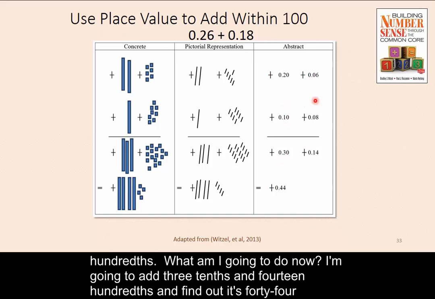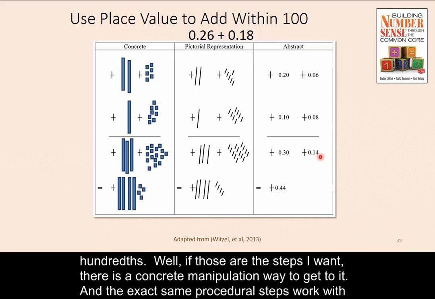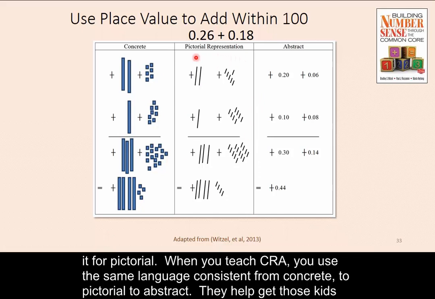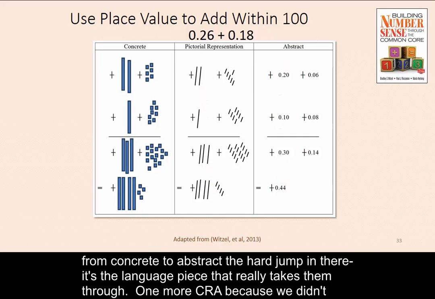What am I going to do now? I'm going to add 3/10 and 14/100 and find out it's 44/100. Well, if those are the steps I want, here's a concrete manipulation way to get to it. And the exact same procedural steps work for pictorial. When you teach CRA, you use the same language, consistent from concrete to pictorial to abstract. To help get those kids from concrete to abstract, the hard jump in there, it's the language piece that really takes them through.